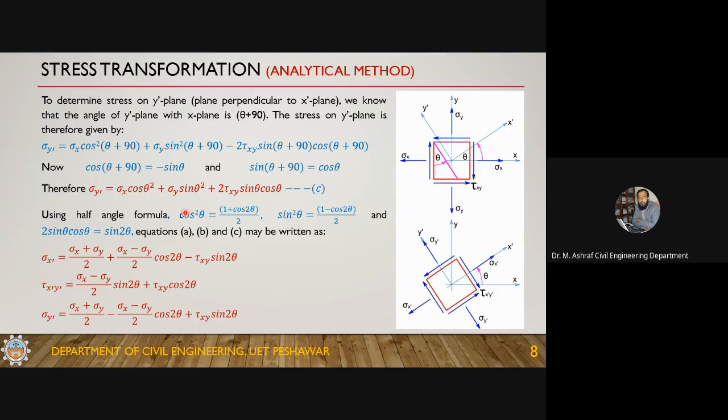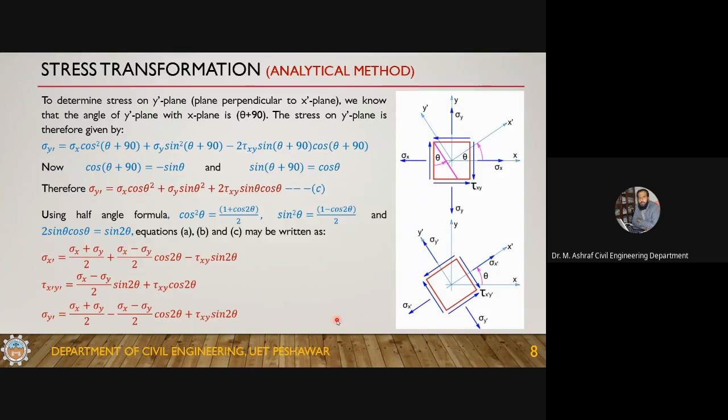Now I can convert equations A, B, C using the half angle formula. The formula is cos square theta is equal to 1 plus cos 2 theta by 2, sine square theta is 1 minus cos 2 theta by 2. I can plug in these values. So finally I will get sigma x prime is equal to sigma x plus sigma y by 2 plus sigma x minus sigma y by 2 cos 2 theta minus tau xy sine 2 theta, and similarly for the other equations. This is what I get when I convert equations A, B, C using the half angle formula.